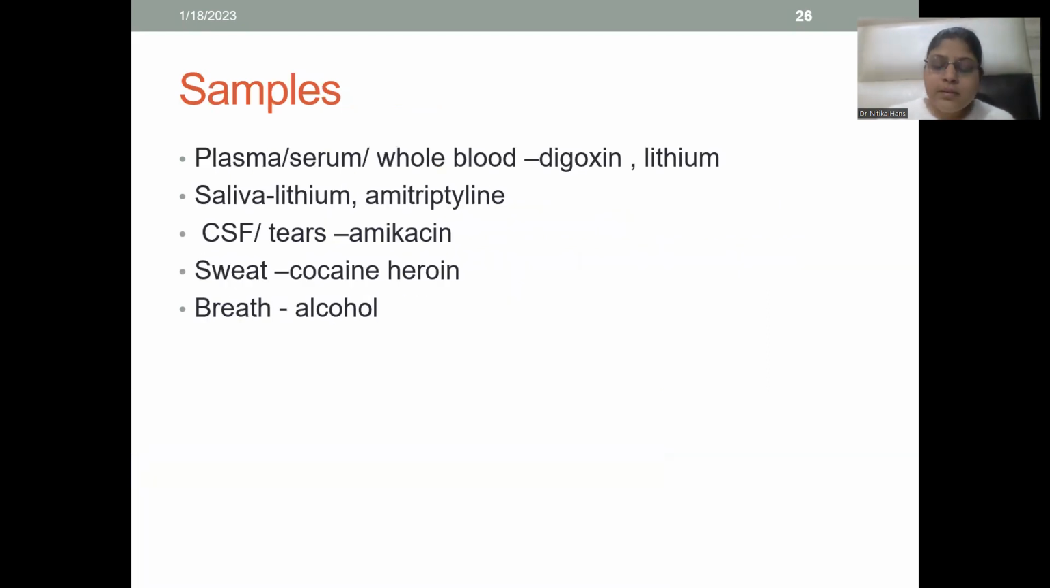Now, what are all the samples taken to note the dose levels? These can be plasma, serum, or whole blood in case of digoxin and lithium, saliva in case of lithium and amitriptyline, CSF or tears in case of amikacin, sweat in case of cocaine and heroin, breath in case of alcohol.